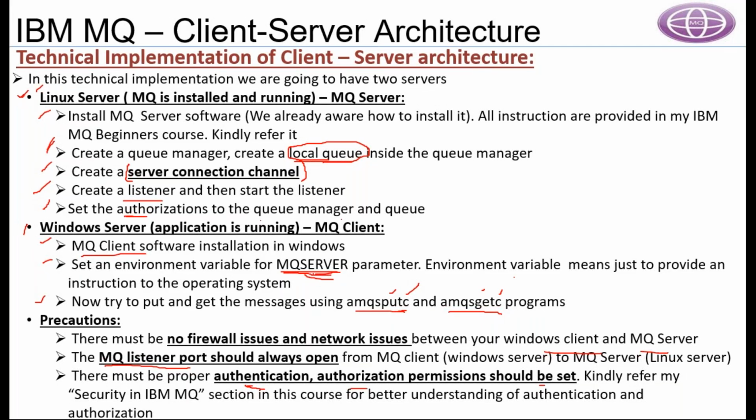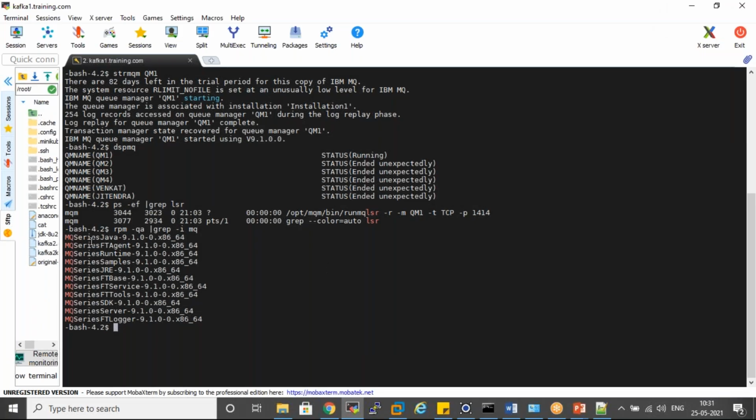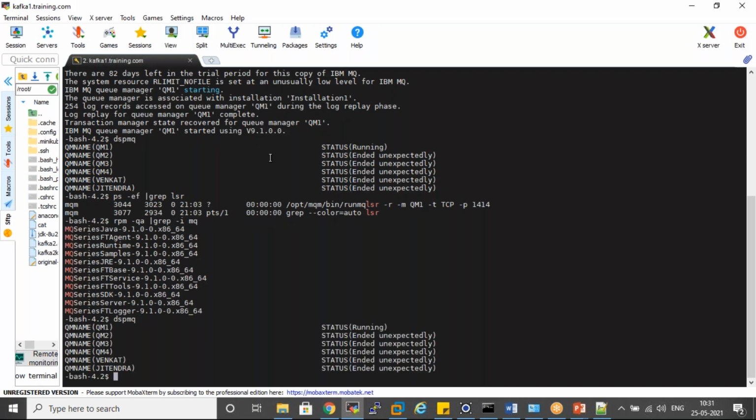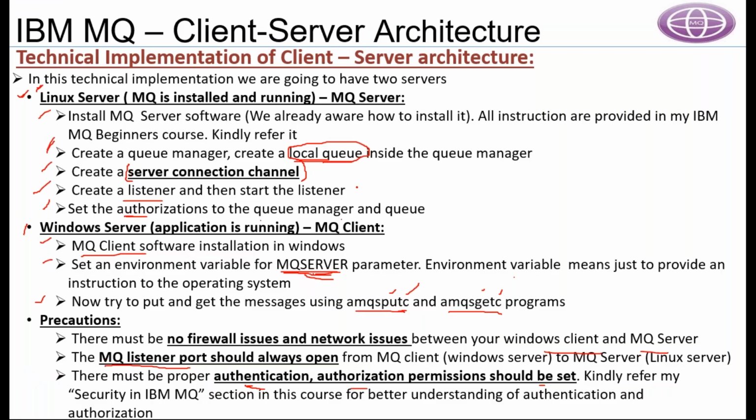Okay, so let's see. First of all, I will go to the Linux server and set the MQ environment first. We already know how to install the MQ server software, and we already have it installed on my machine. See, the MQ server is here, and we already have a queue manager called QM1. So let's use that. The queue manager is already created, and now the local queue.